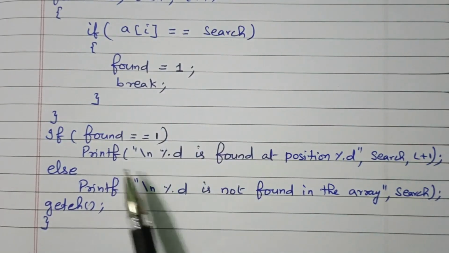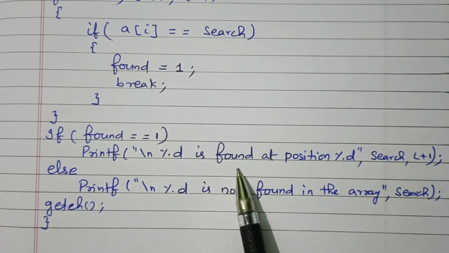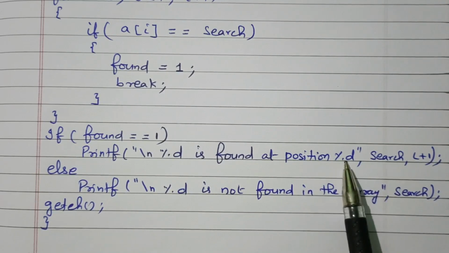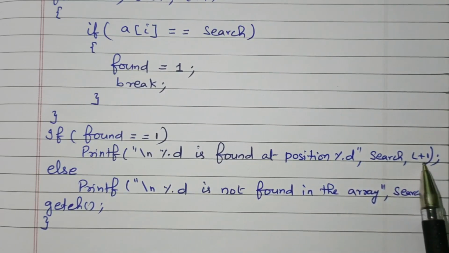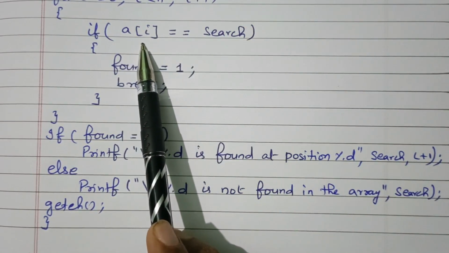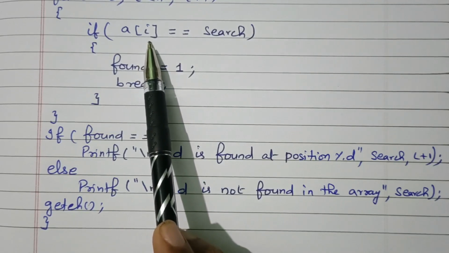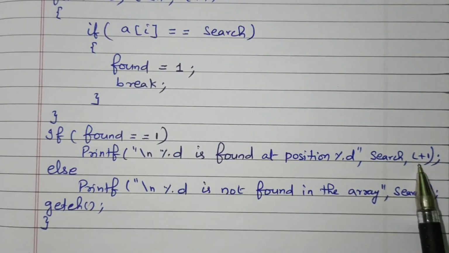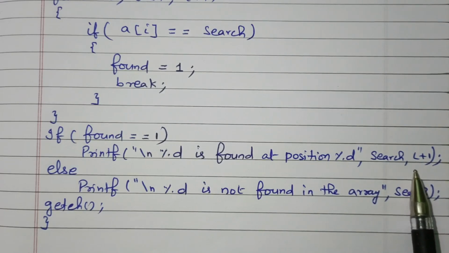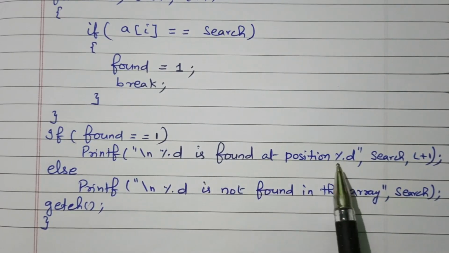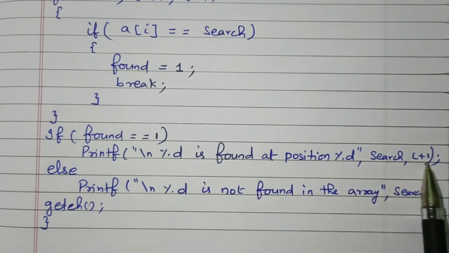Then printf "%d is found at the position %d". This first %d is the search element. This second %d is the position, I plus 1. For example, the third position means A of 2, because I starts from 0, 1, 2, 3, right? A of 3 means the fourth position. So 3 plus 1, we need to add 1 because I starts from 0. A of 3 means the fourth element, A of 4 means the fifth element, right? So the position number is also given by I plus 1.